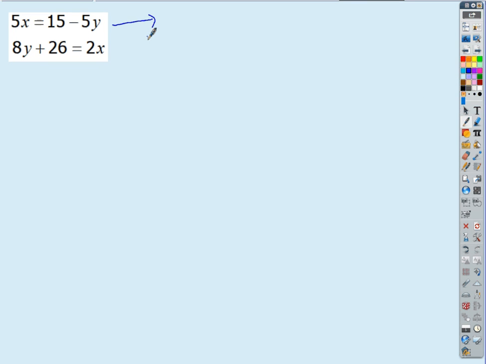Add 5y. Everybody agree? Add 5y? If I add 5y to both sides, now we're getting to a point where we can start to do some more of this in our heads. So what am I going to get on the left side? We want to do the x term first. 5x plus 5y equals 15. Good. So the 5y we pushed over to that side, right? We get 5x plus 5y equals 15.